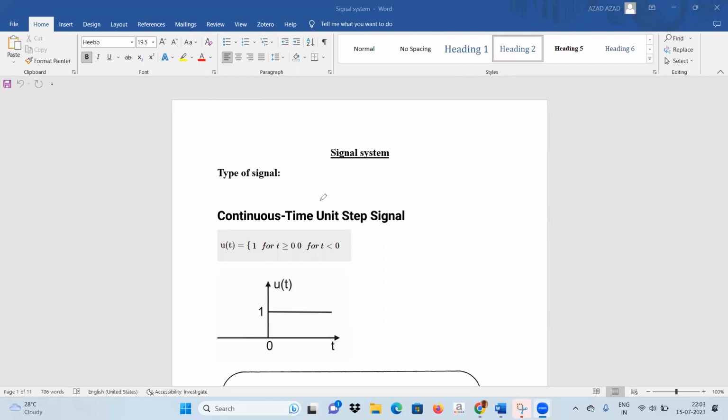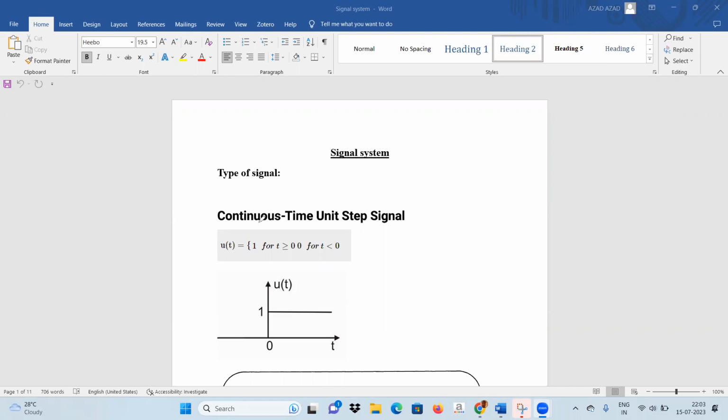Hello friends, today we will discuss the signal system, types of signals, and the working and behavior of different types of signals. Let's discuss the first type of signal.